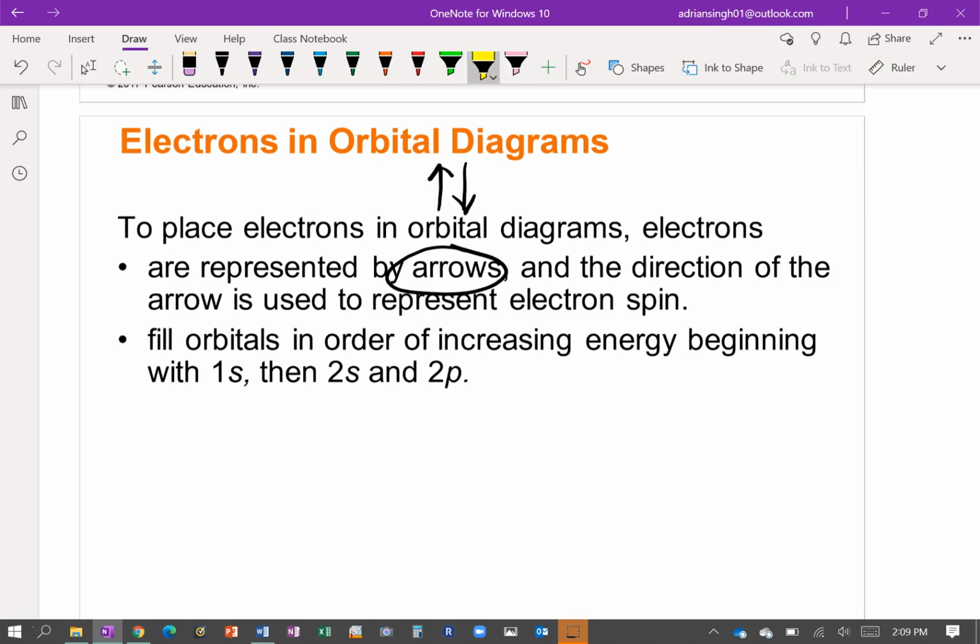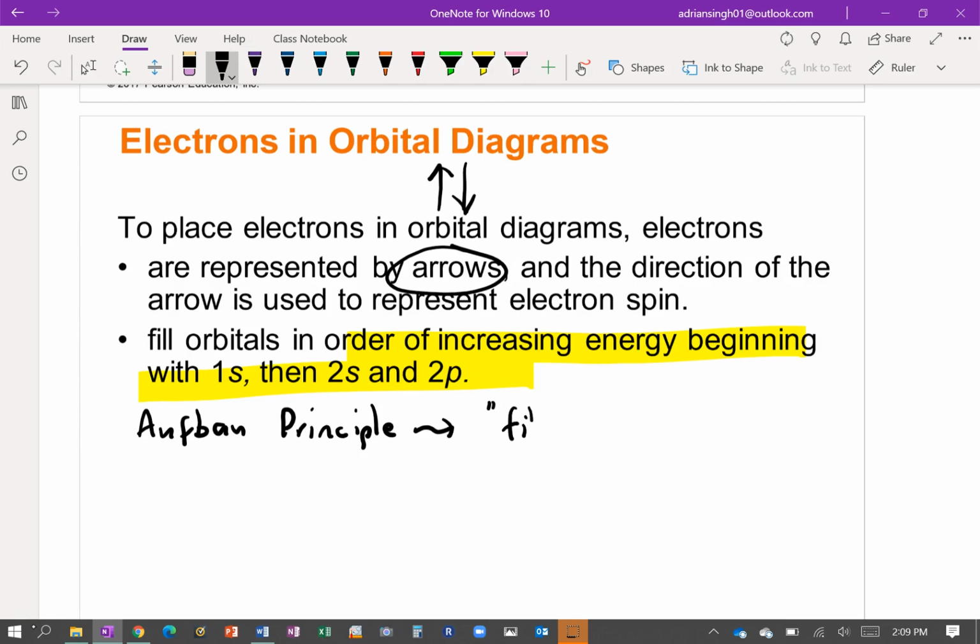All right, and the order in which we fill it is by increasing energy, beginning with the 1s and then until we've accounted for all of the electrons. That idea is known as the Aufbau principle, which literally translates to filling up from the lowest energy orbital till we've accounted for all of the electrons.